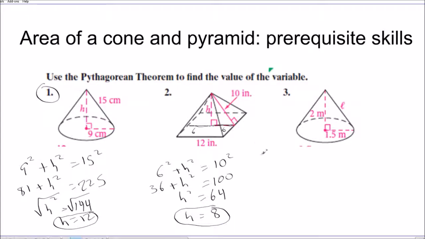What about the last one? Okay, again, pause the video and try it on your own if you're ready. 1.5 squared plus 2 squared equals L squared. I think I need a calculator on this one.